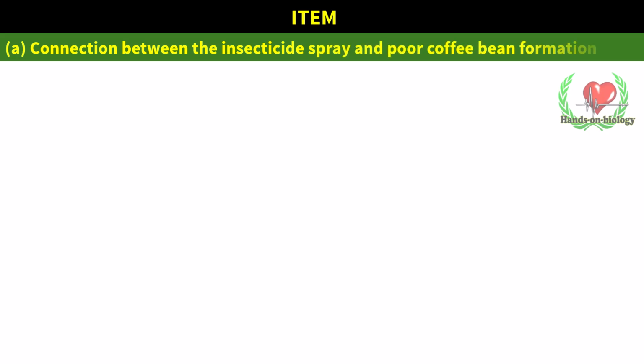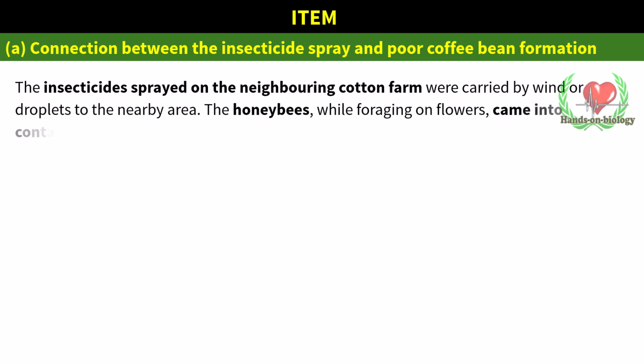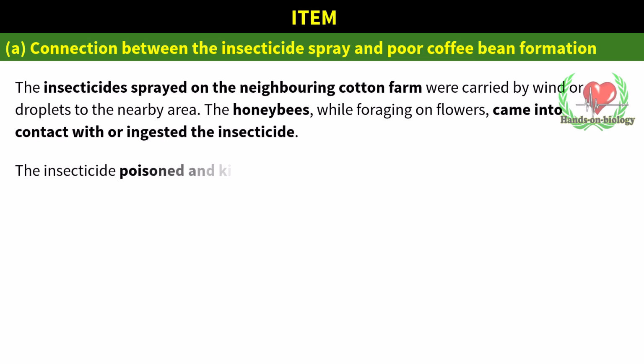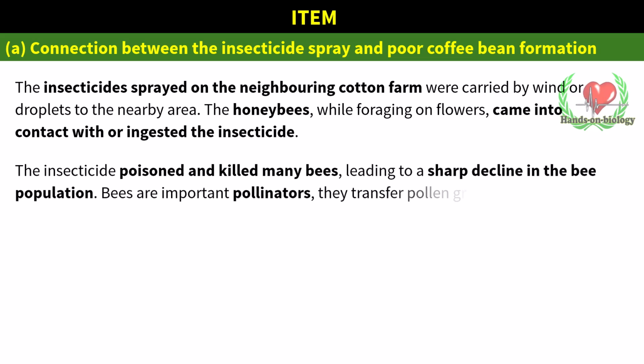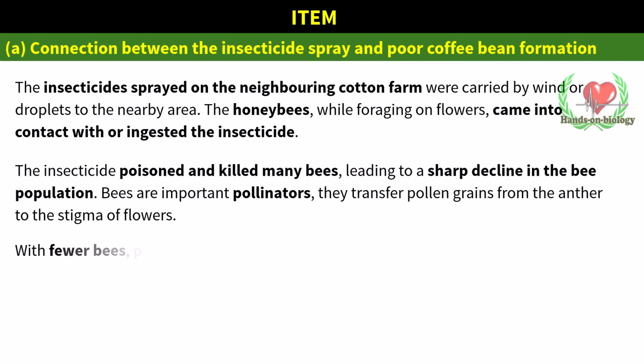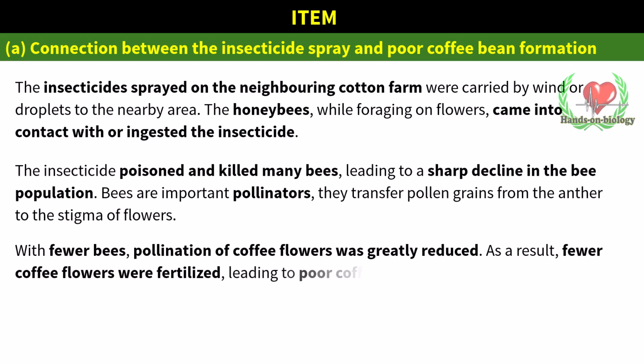The insecticides sprayed on the neighboring cotton farm were carried by wind or droplets to the nearby area. The honeybees, while foraging on flowers, came into contact with or ingested the insecticide. The insecticide poisoned and killed many bees, leading to a sharp decline in the bee population. Bees are important pollinators. They transfer pollen grains from the anther to the stigma of flowers. With fewer bees, pollination of coffee flowers was greatly reduced. As a result, fewer coffee flowers were fertilized, leading to poor coffee bean formation and low yield on the farm.